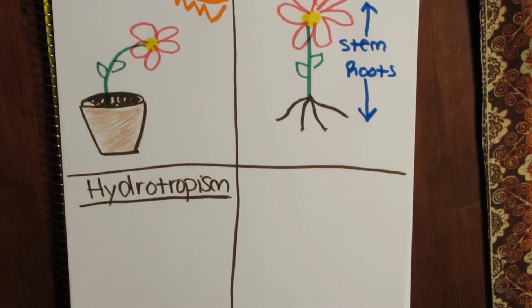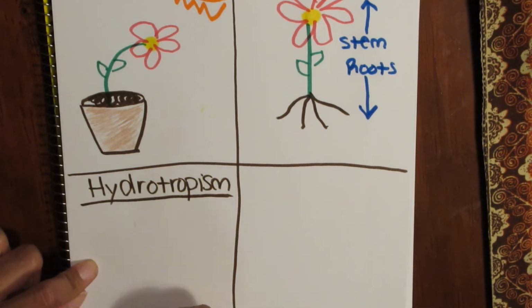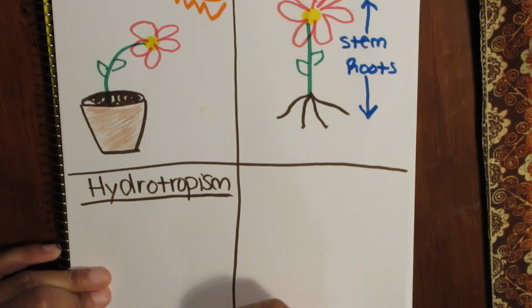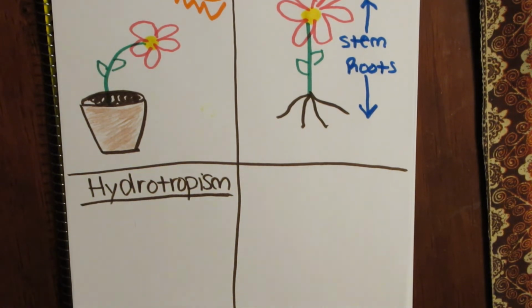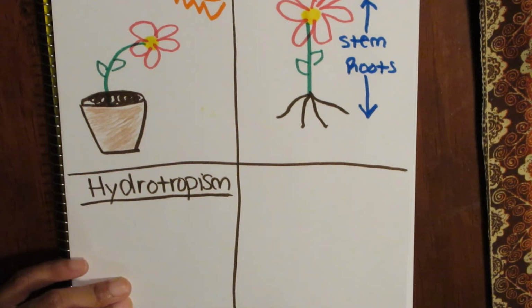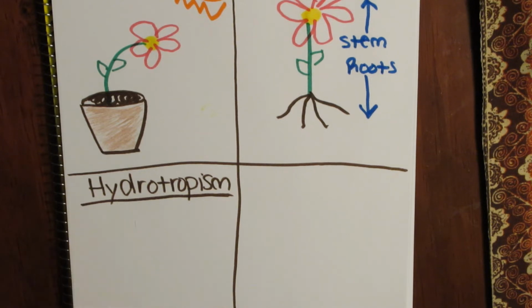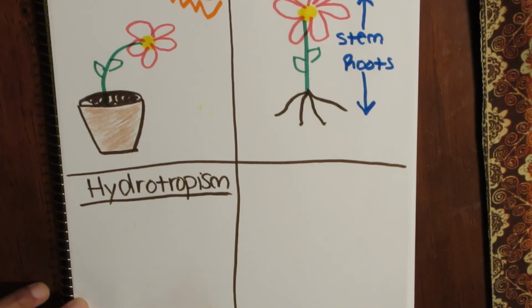The next thing we're going to look at is hydrotropism. Hydro is water. So this is going to be how plants respond to water. Like I said, it's not perfect. Tomorrow's will be better, I promise, guys. But what I'm drawing at the bottom is I'm just drawing the ground. And then I'm drawing a little bit of water off to the side.